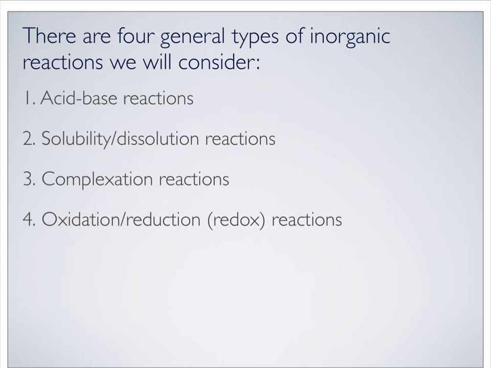So in this introductory lecture today, we're going to examine four general types of inorganic reactions. The first are acid-base reactions that involve the release and acceptance of protons. The second is going to be solubility or dissolution reactions that involve an equilibrium between a solid phase and the solution. The third will be complexation reactions that involve formation of a complex between a central metal ion and ligands that covalently bond to it. And then the fourth are going to be oxidation reduction, or redox reactions, that involve the transfer of electrons. So we're going to go through each of these four types of reactions individually now.